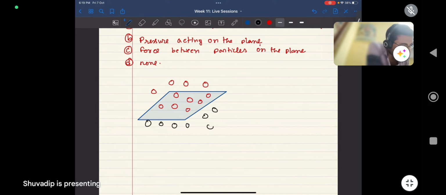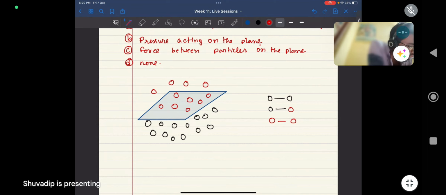We want to calculate the stress acting on this plane, but there are particles above and below the plane. Now there will be interaction between red. So this black and black, they are also interacting. This black with red also interacting. Red and red is also interacting.